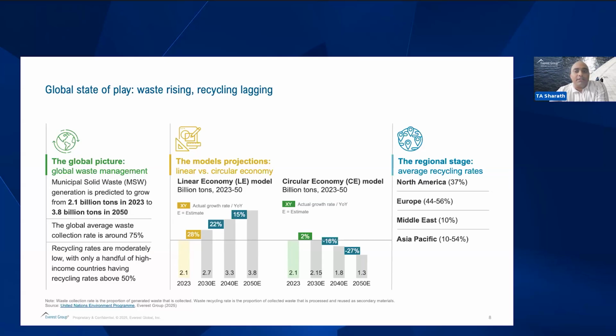It is basically the fact that despite the growing momentum and the corporate social responsibility pledges, within the world, the economy is largely linear. And the waste generation in terms of municipal solid waste is projected to increase from 2.1 billion tons in 2023 to 3.8 billion tons by 2050. And this is based on the linear economic model projections sourced from United Nations Environment Program. And the forecast is not looking good. By the current practices, it anticipates a steady increase in the waste generation by 2040 by 22%, and by 2050 another 15%.